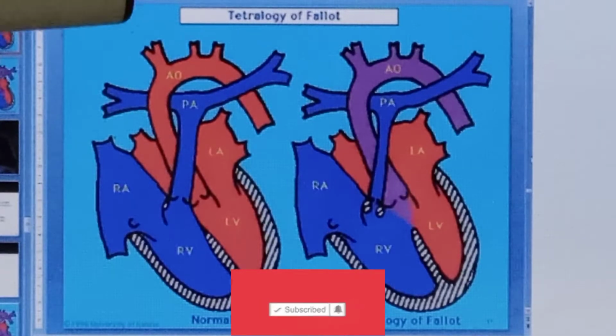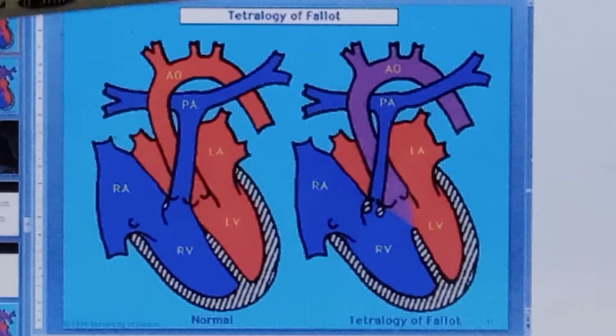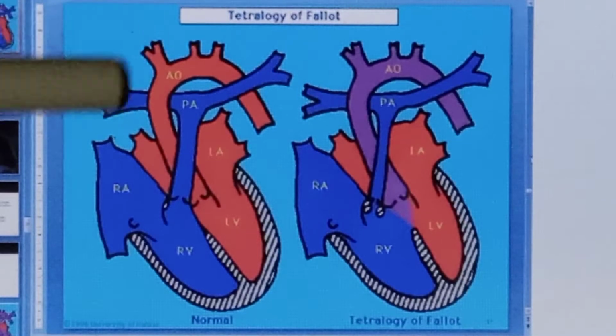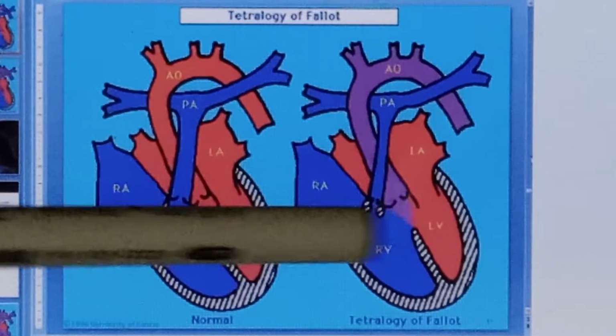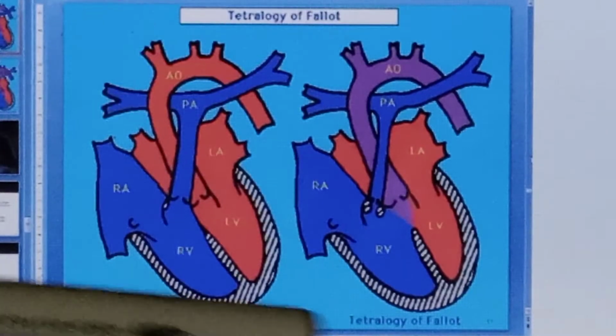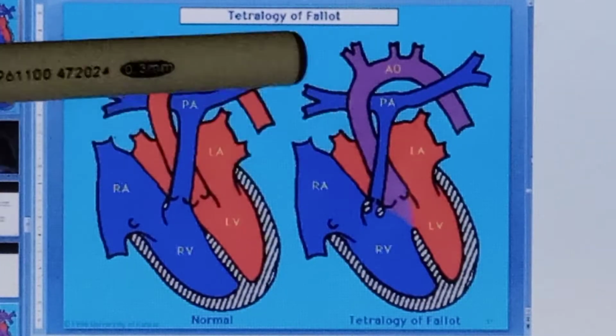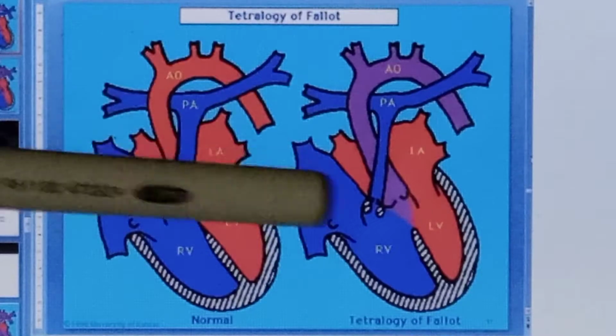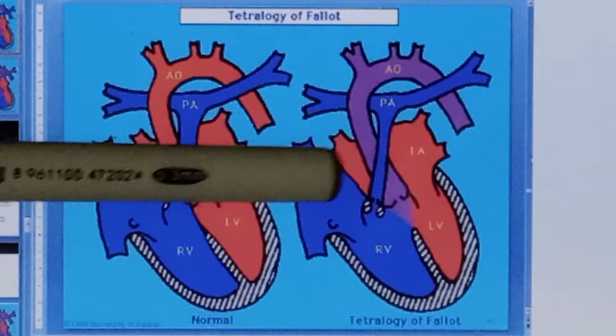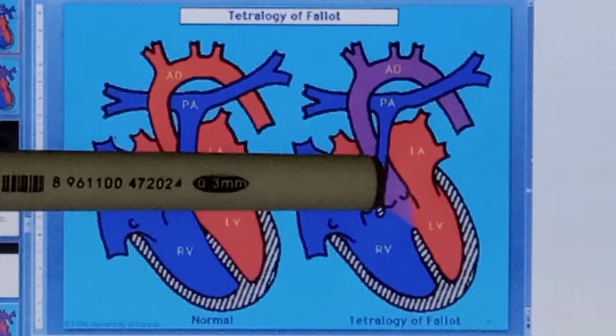In congenital heart defects, today we are going to talk about cyanotic heart diseases. The most common one is tetralogy of Fallot. Tetra means four, so this defect has basically four components. The first component is, as you can see in this diagram, this one is the normal heart and this one is the tetralogy of Fallot. The first important component is infundibular stenosis or pulmonary stenosis.